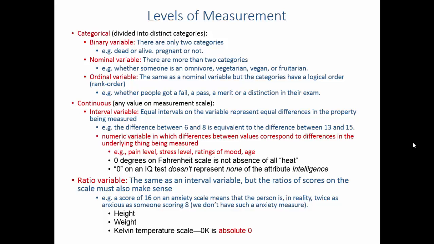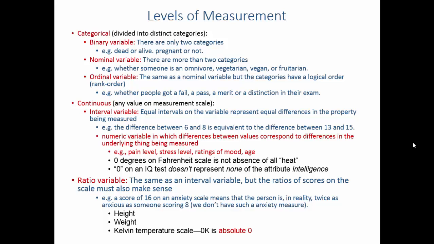So ratio is the same idea as the interval scale, but with ratio, the ratios of scores on the scale also make sense because there's a true 0 point. With interval, there's no true 0 point. So a score of 16 on an anxiety scale means that the person is in reality twice as anxious as someone scoring an 8, if that were a ratio scale.